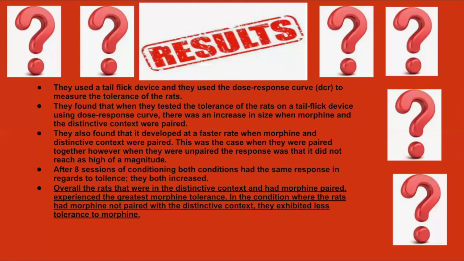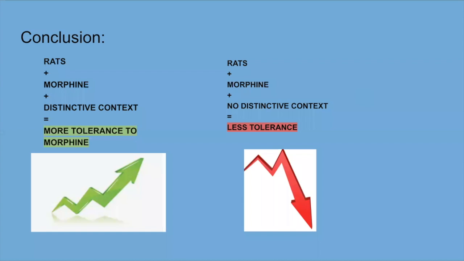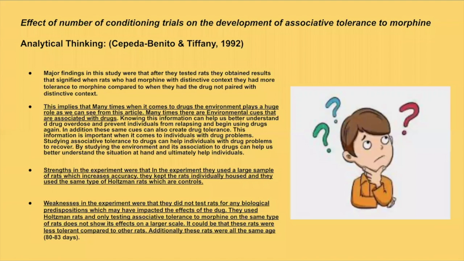And so overall, these graphs showed that the rats that were in a distinctive context and had morphine paired experienced the greatest morphine tolerance, and in the condition where the rats had morphine not paired with a distinctive context, they exhibited less tolerance to morphine. In conclusion, rats plus morphine plus distinctive context equals more tolerance to morphine, and in the case where there were rats and morphine and no distinctive context, there was less tolerance. So, analytical thinking: this implies that many times when it comes to drugs, the environment plays a huge role, as we can see from this article. Many times there are environmental cues that are associated with the drug.